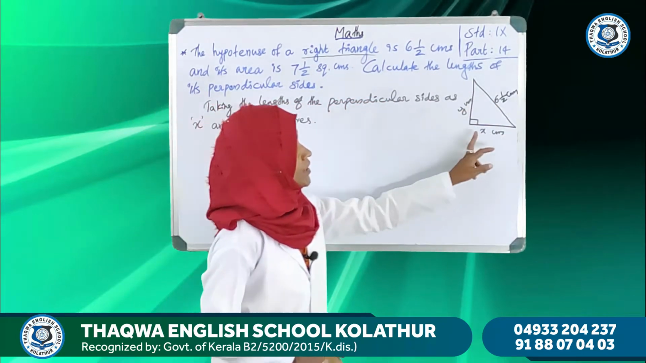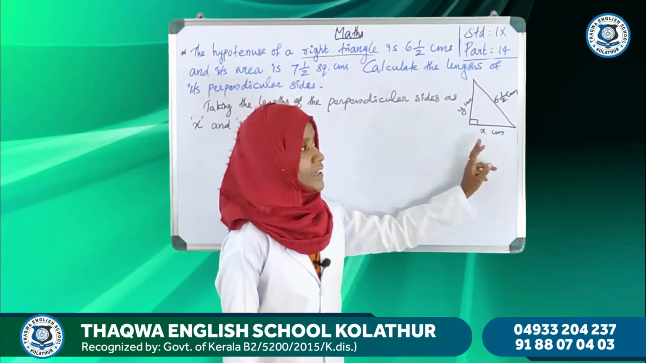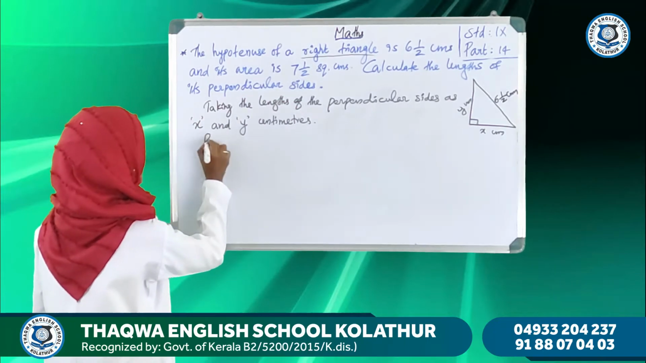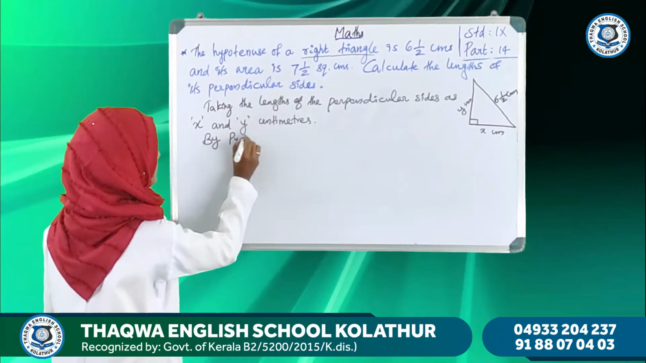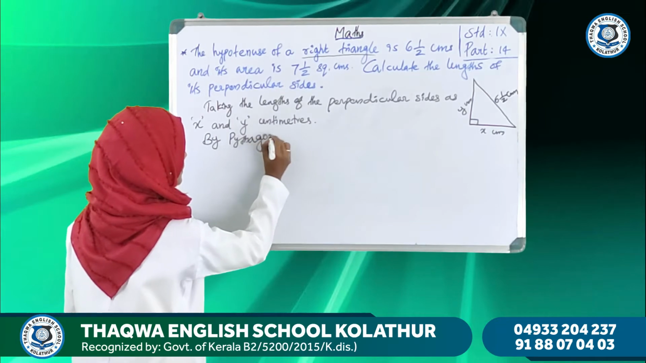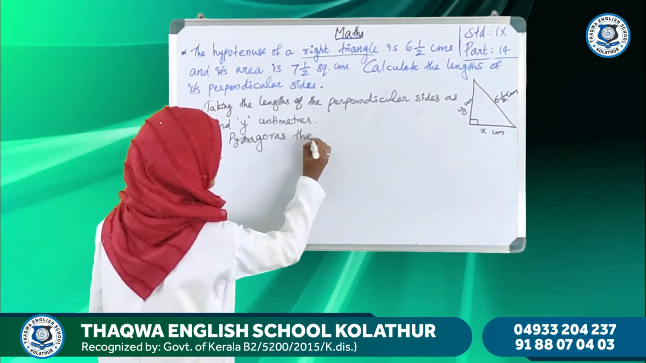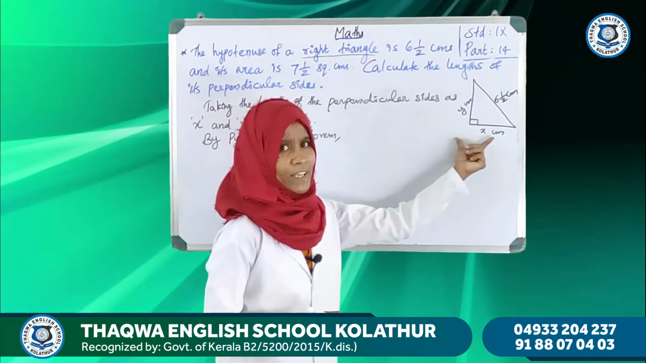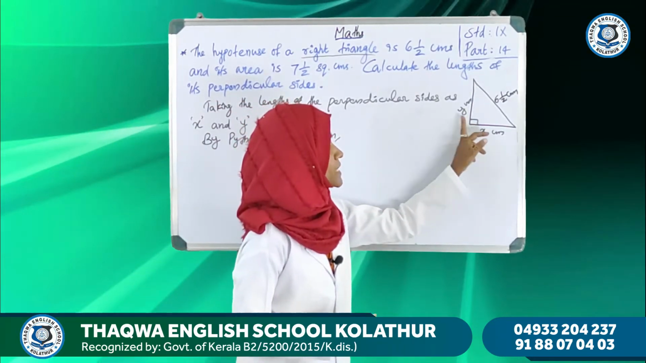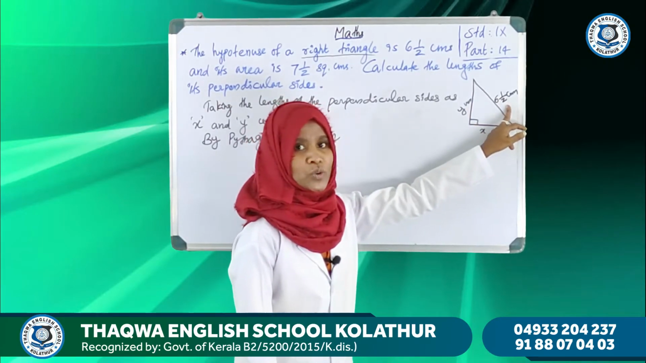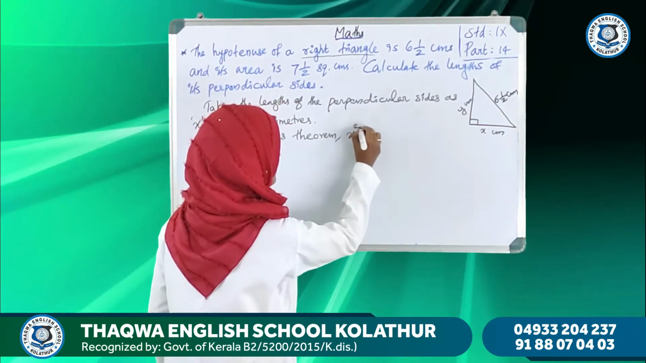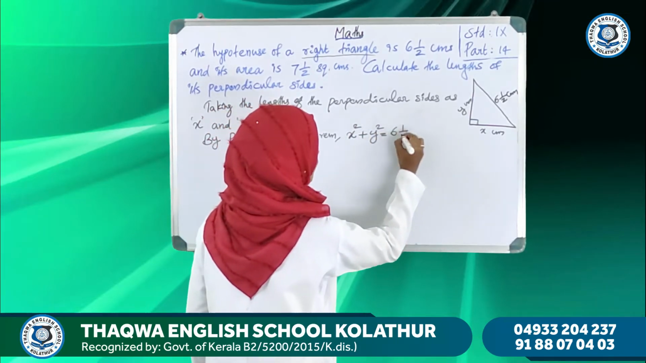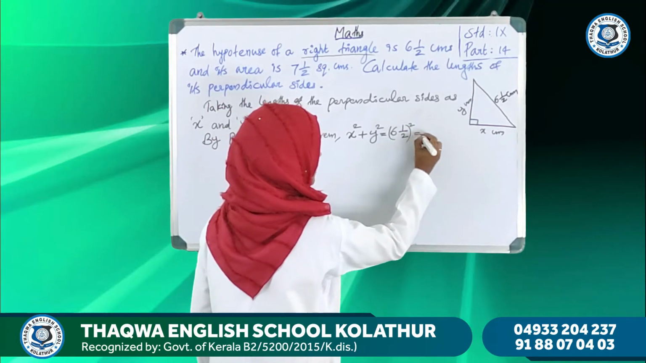Next, from this right triangle, here we can use our Pythagoras theorem. By Pythagoras theorem we can write, what is the Pythagoras theorem? x square plus y square is (6 1/2) whole square.